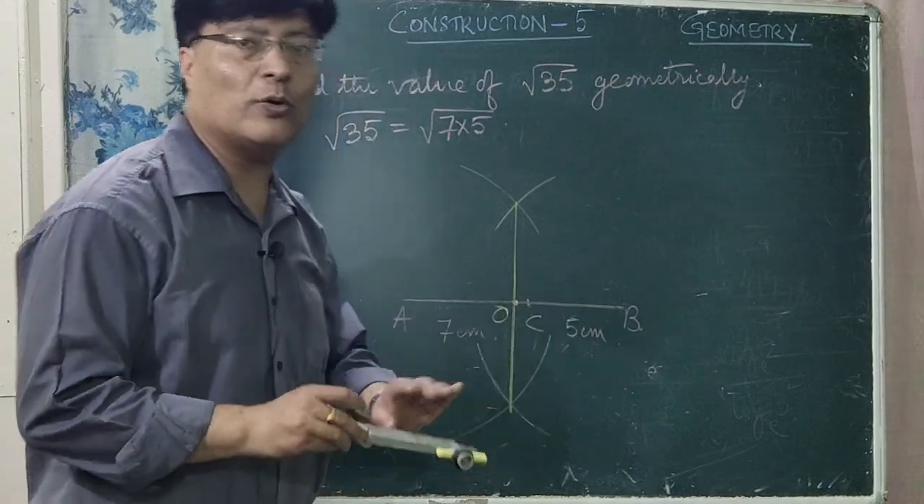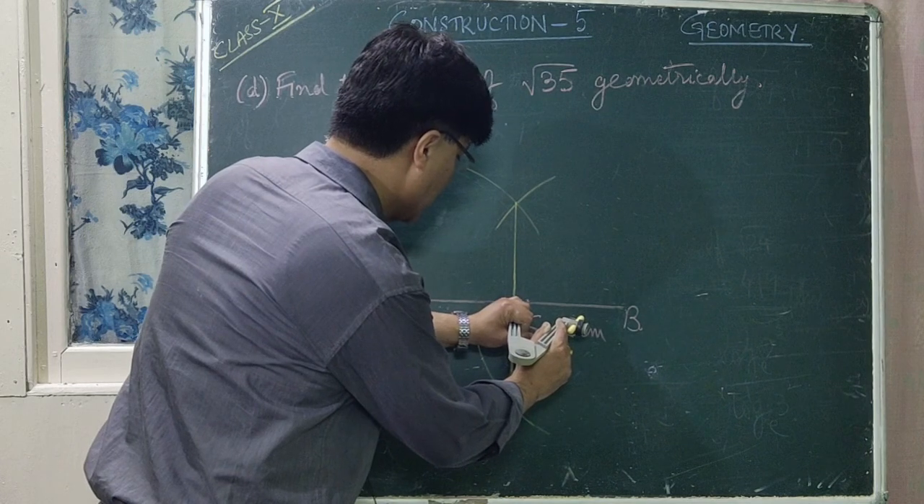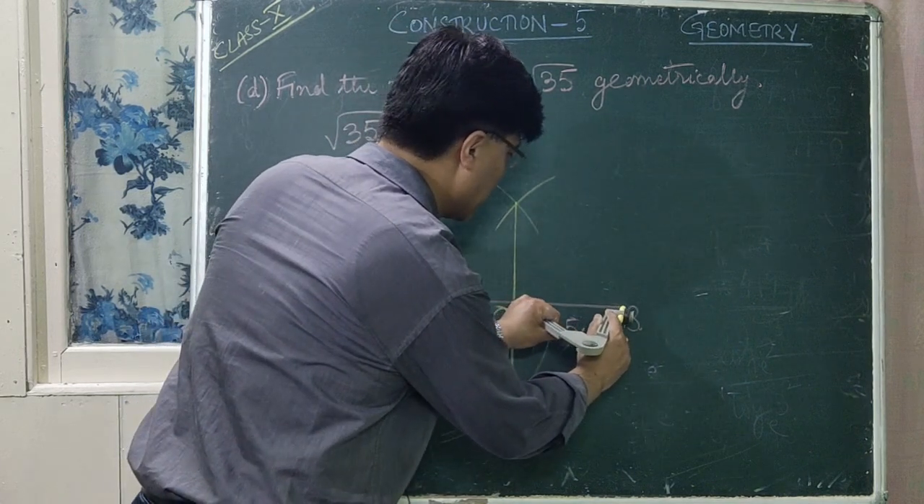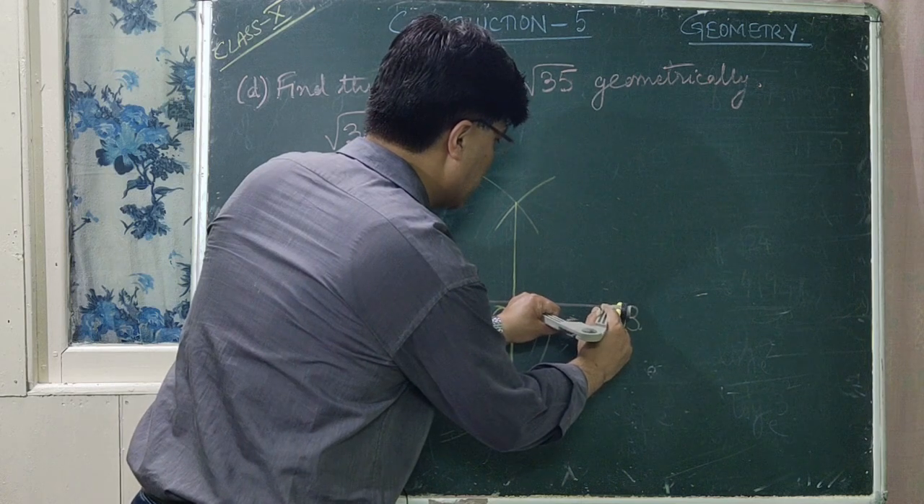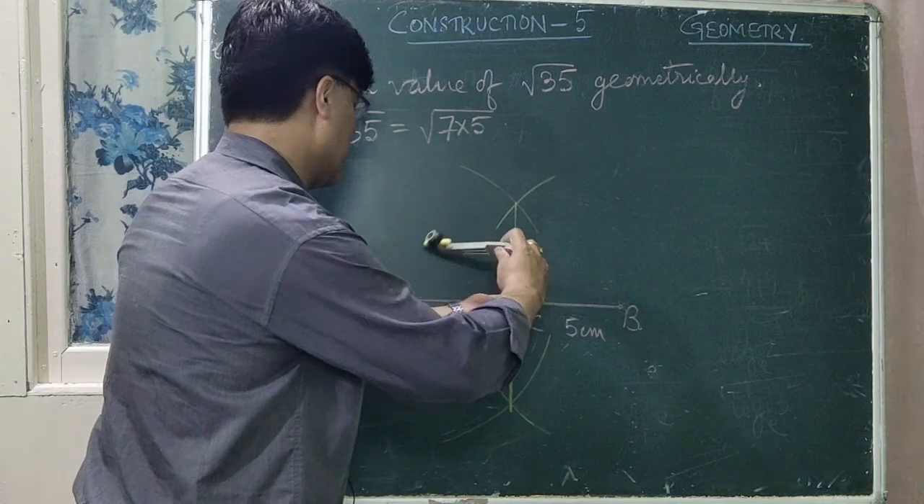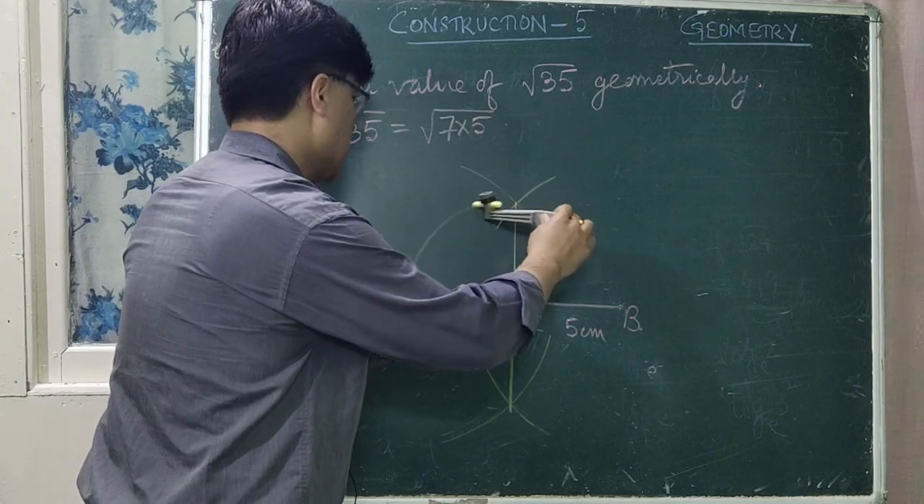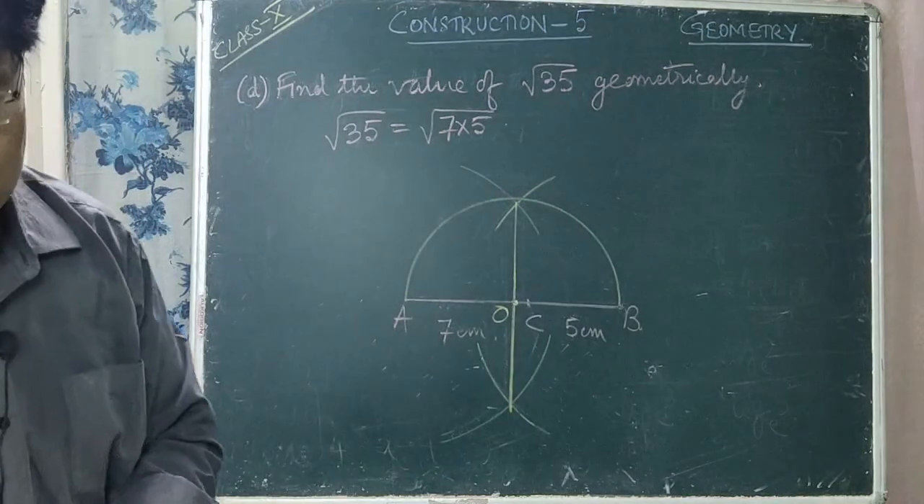and OB or OA as the radius draw a semicircle. So at O point we place the pointed needle, and measure the OB radius. If you measure the OB radius, or the OA radius, draw a semicircle. So the semicircle is drawn.